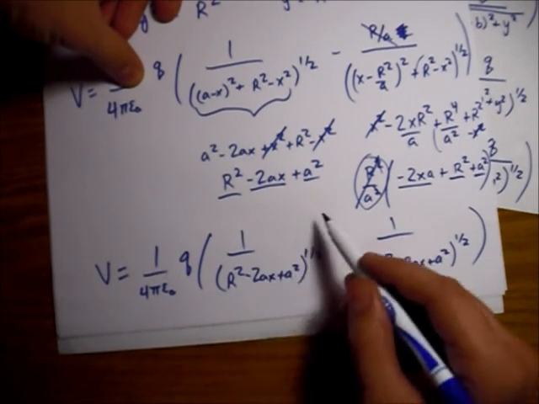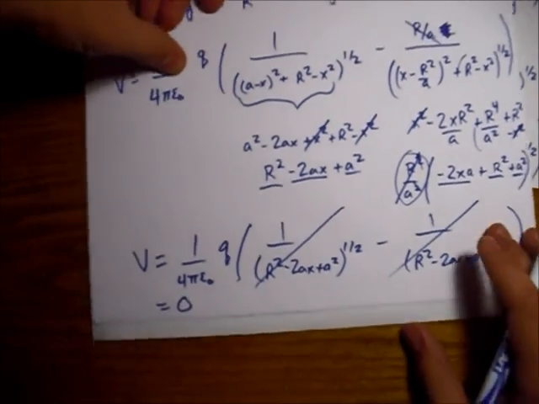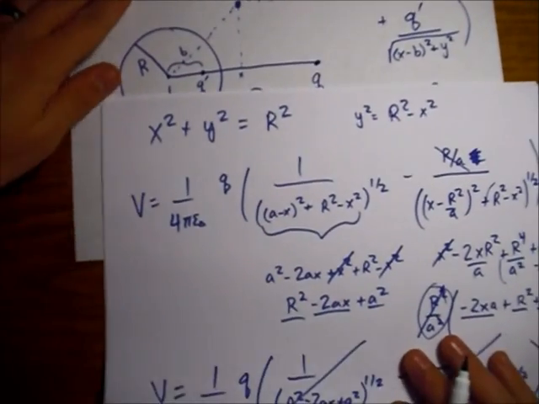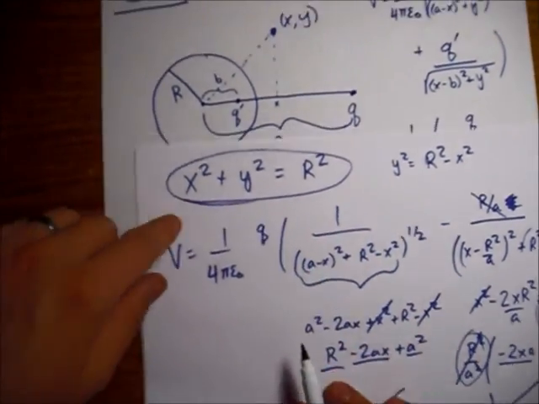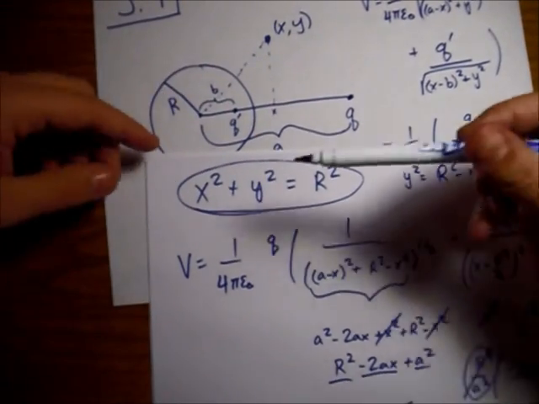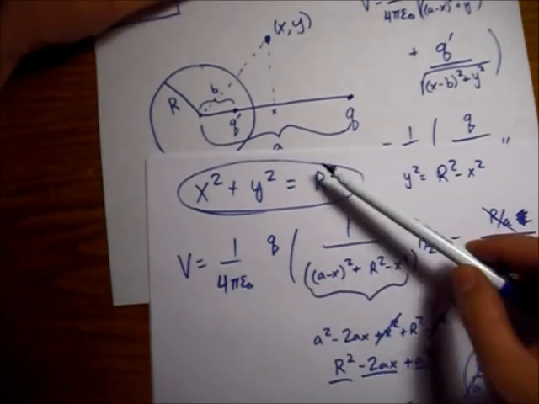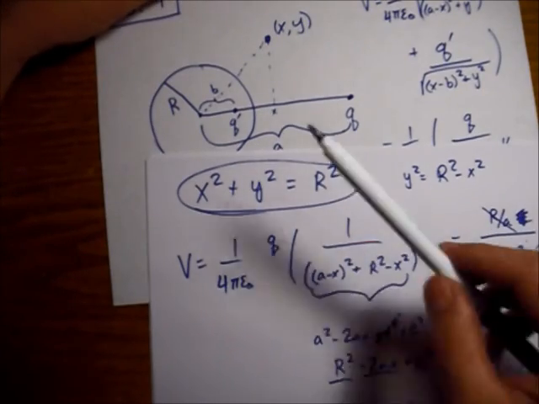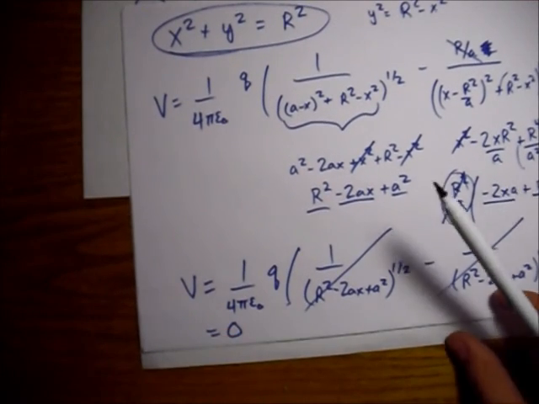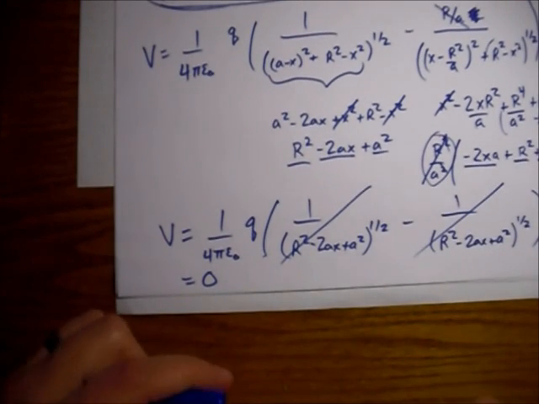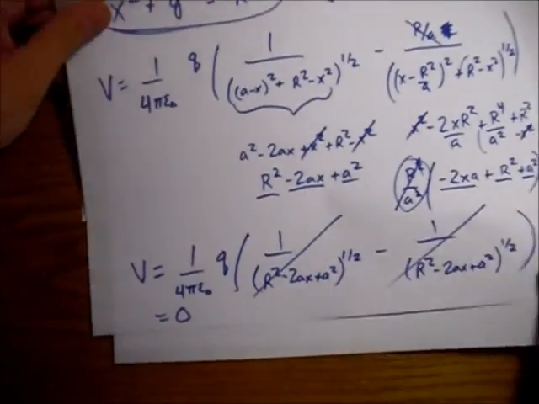All right, this obviously cancels with that. Gives us a 0. So it's just saying that when this condition is met right here, meaning all the way around this circle, when we rotate it around the symmetry axis gives us the whole sphere, as long as we're on the sphere, then the potential is equal to 0. So it's an equipotential. So anyway, there's that example 3.2.